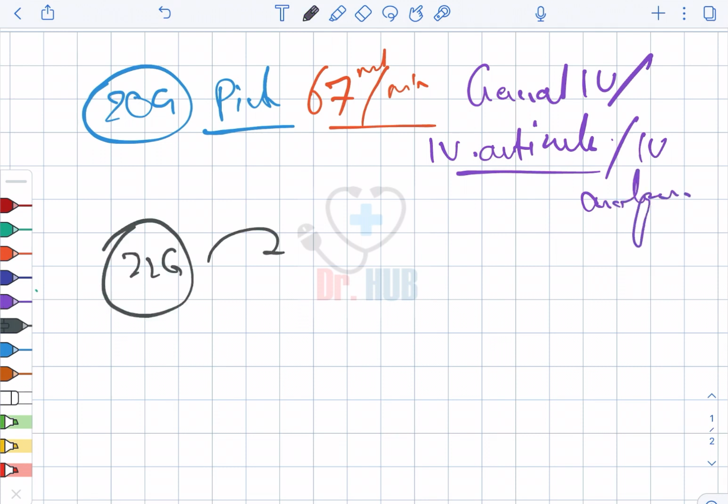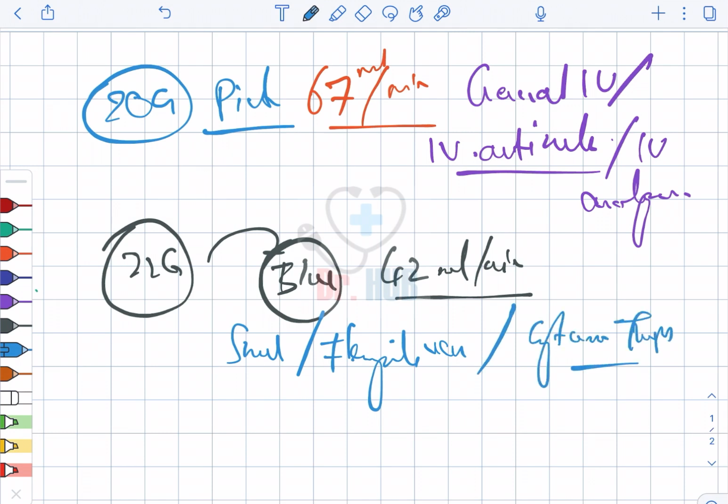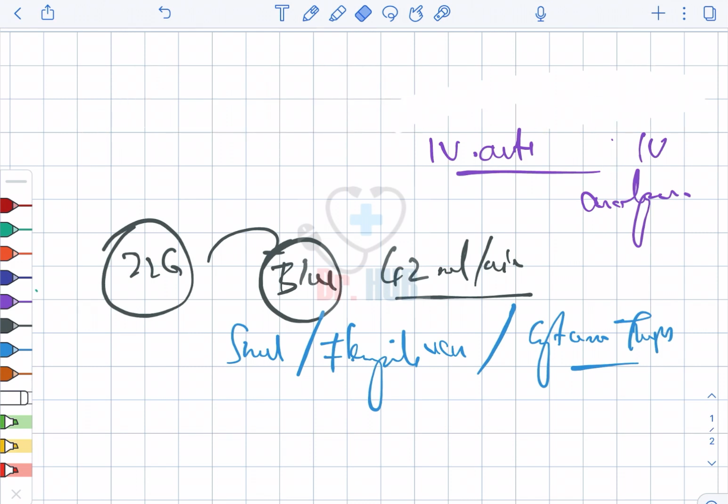Next, we are looking at the 22G. So the 22G is blue in color. It transfers about 42 ml per minute and it is used for small, fragile veins and the cytotoxic therapy.